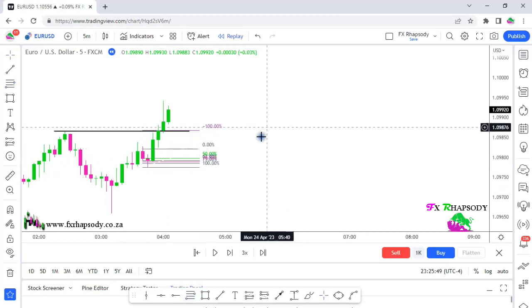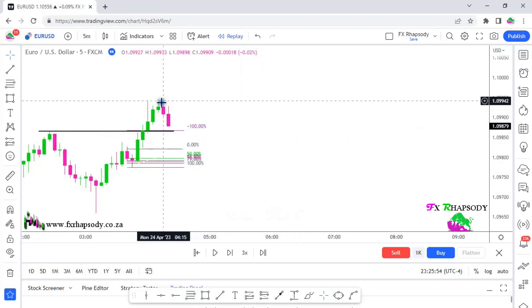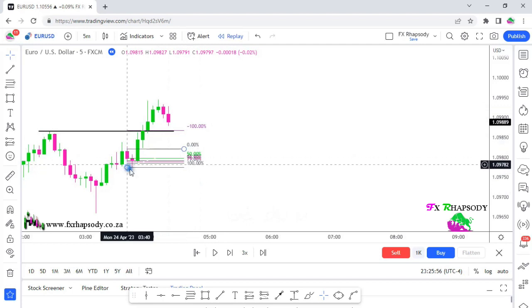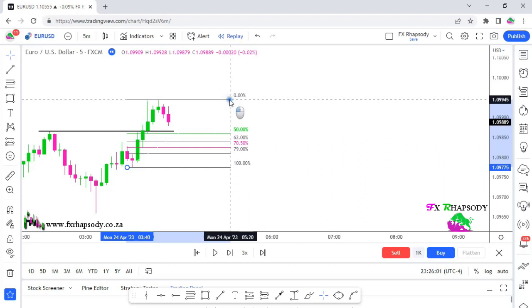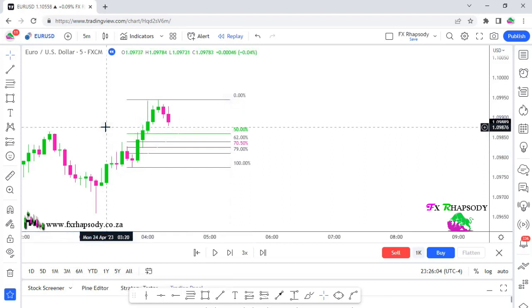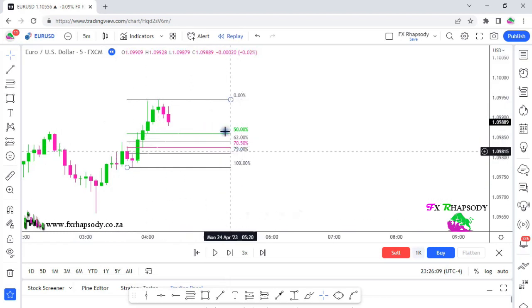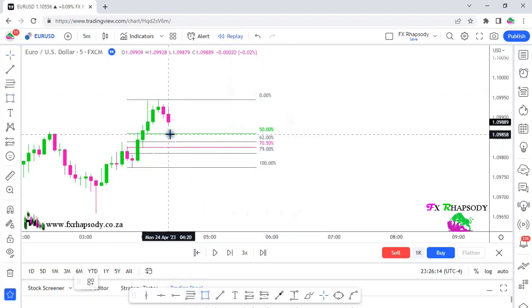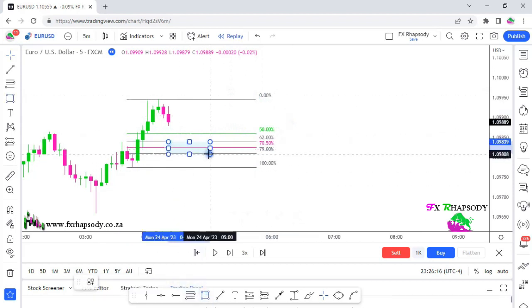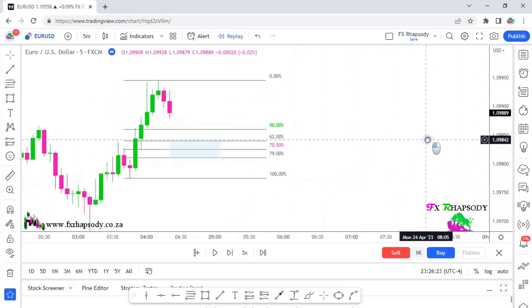Now we want to wait and see where price turns. That is the area it turns, so that's going to be my swing low and my swing high. I move my Fibonacci up. I don't want too much on my chart. Now I'm going to wait for a retracement to happen in the market. I'm going to take my highlighting tool, and I'm waiting for price to hit that area between the 62% and the 79% area.